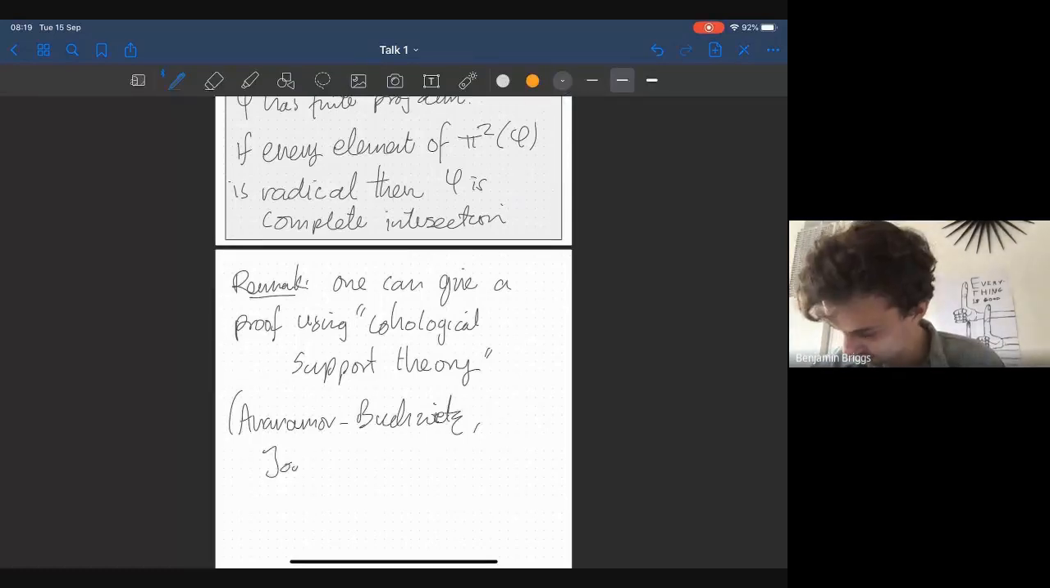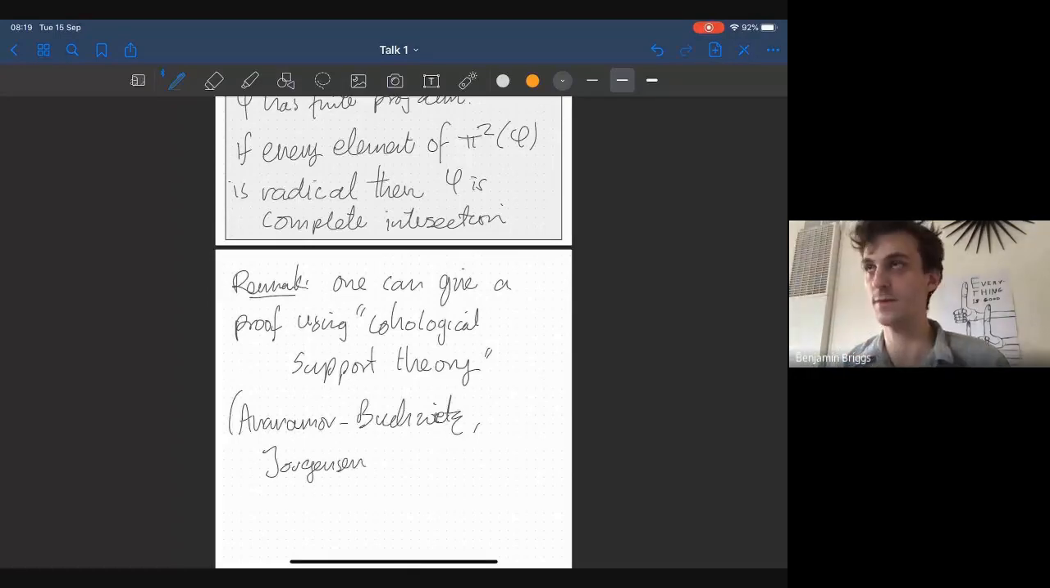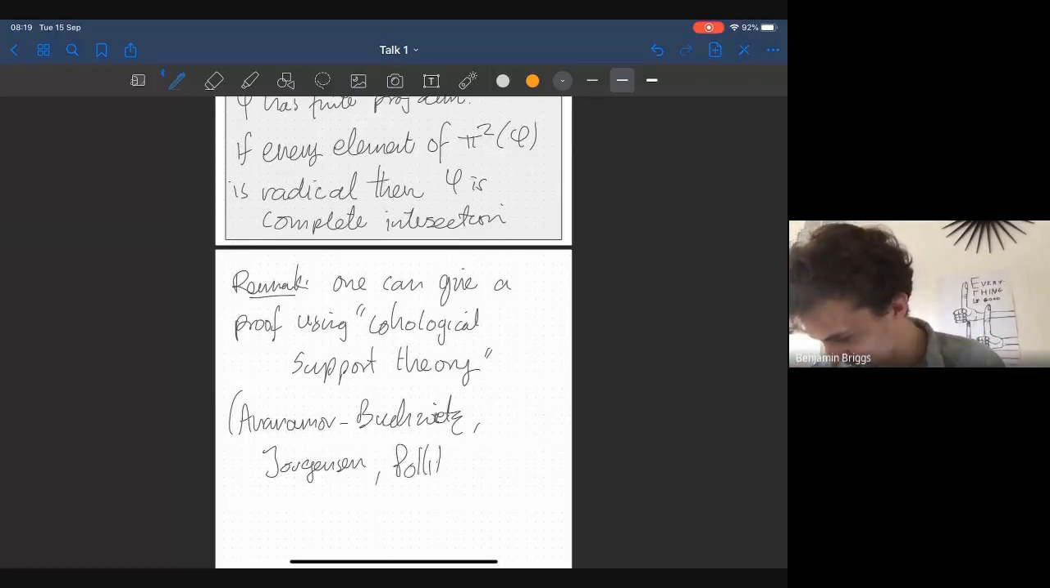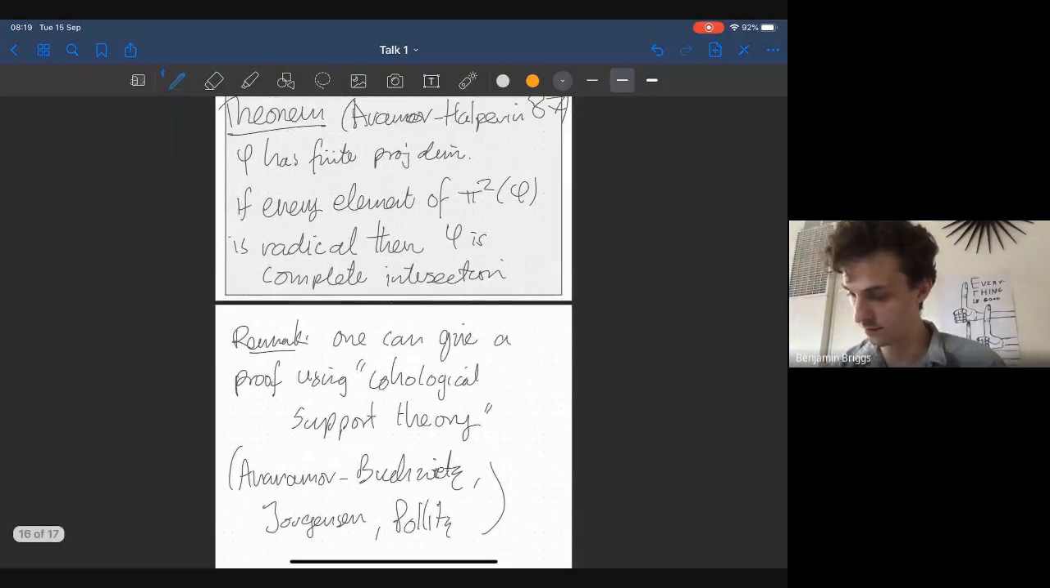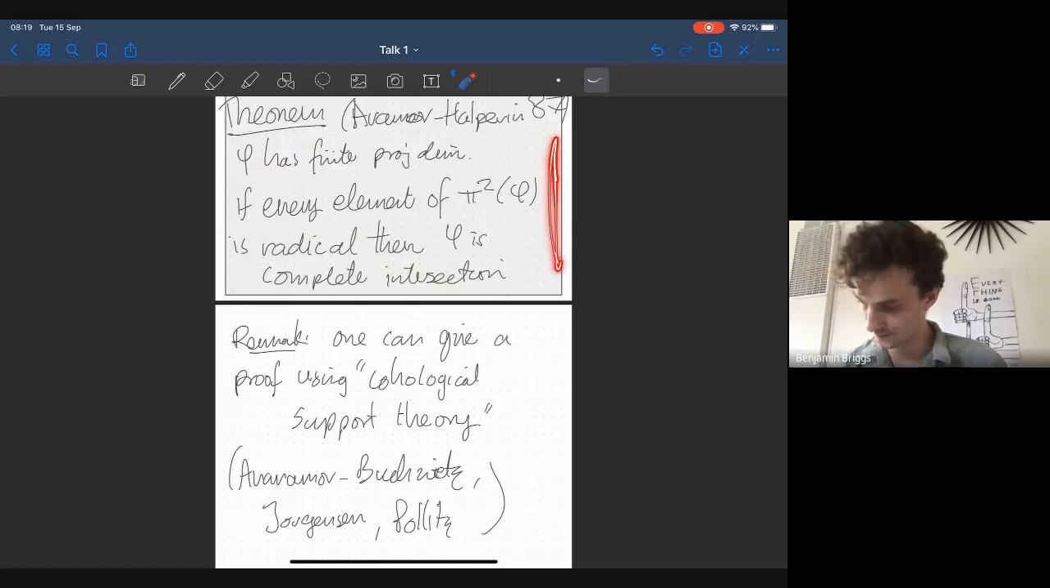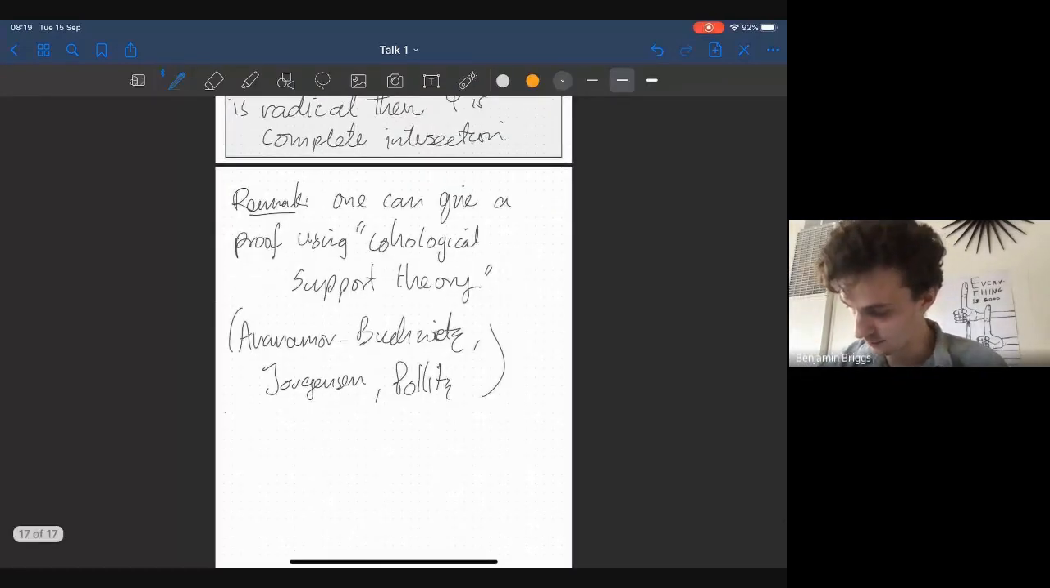I should add some other names here. Jorgensen pointed out there's a similar cohomological support theory for even non-complete intersection rings, and also Pollitz, who developed this cohomological support theory for non-complete intersections, and in particular used it to give a criterion for when a ring is a complete intersection, which is very powerful. Turns out you can use it to prove lots of nice things about which rings have to be complete intersections, and one can use that cohomological support theory to prove this result.